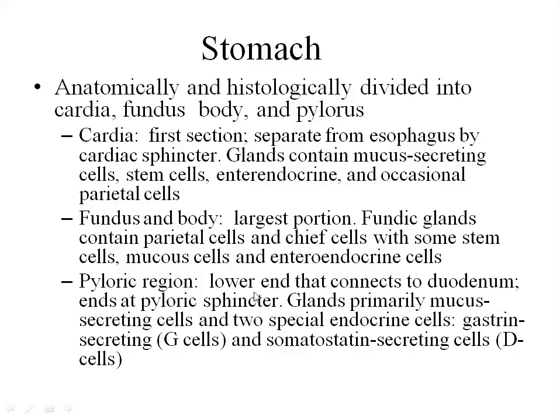Then the pyloric region, the lowermost end portion of the stomach which connects with the duodenum, ends at the pyloric sphincter. So the opening of the stomach is guarded with the cardiac sphincter, and the end of the stomach is guarded with the pyloric sphincter. Now, glands in the pyloric stomach are primarily mucus secreting cells, and two special endocrine cells you will see are gastrin secreting G cells and somatostatin secreting D cells.